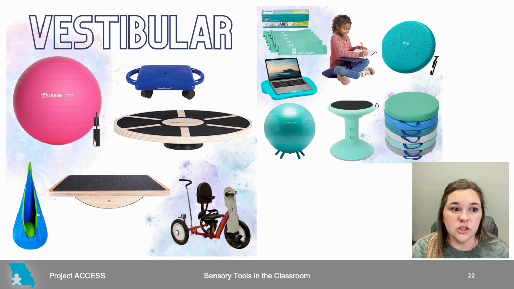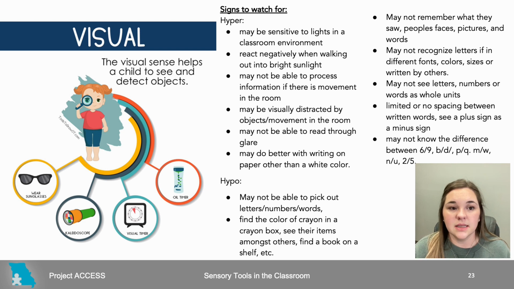So things that we can do for these students is to provide some more input for them. So we can use swings, yoga balls, balance boards, tricycles, wiggle boards. We may offer some alternative seating such as fidget bands on their chairs, something to fidget with, those yoga ball chairs. We may also use lap pads so that they're able to sit on the floor and get more input that way. The visual sense helps students to see and detect objects.